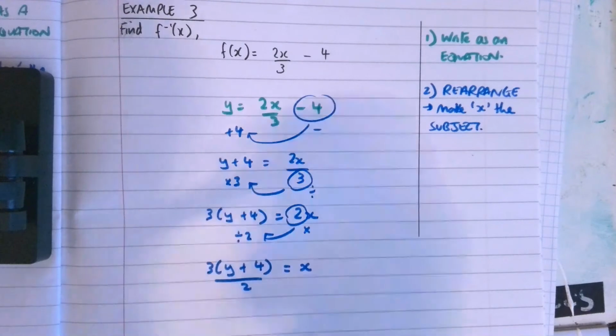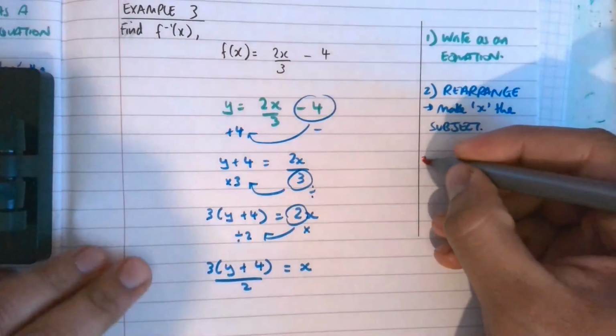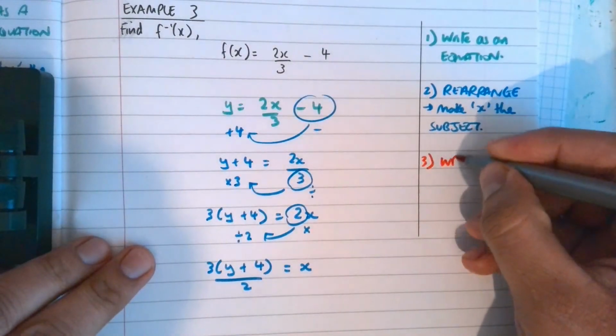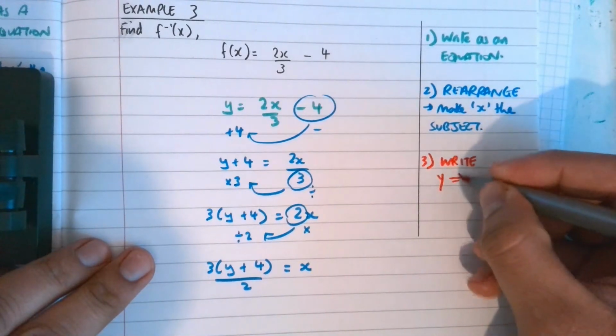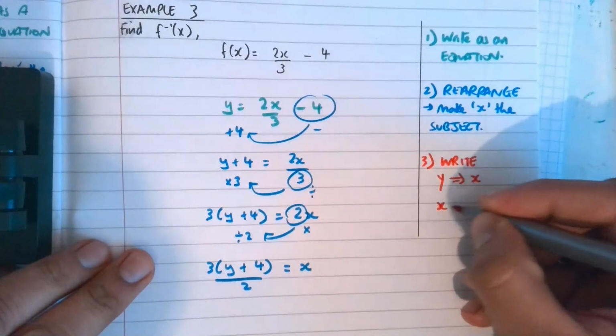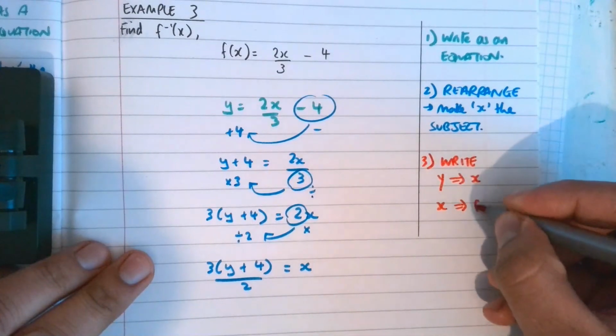So again, step number 3, y becomes x, and wherever there's an x, that becomes f to the minus 1 of x. We're going to write that out, and that'll be the answer.